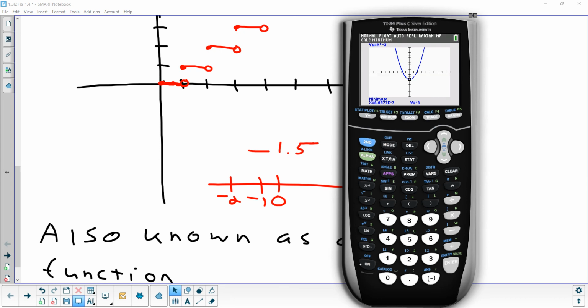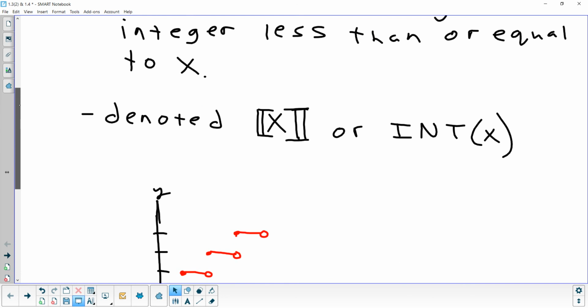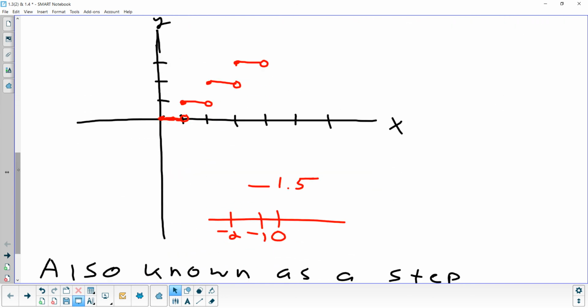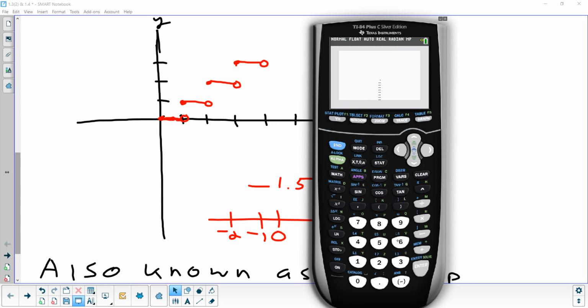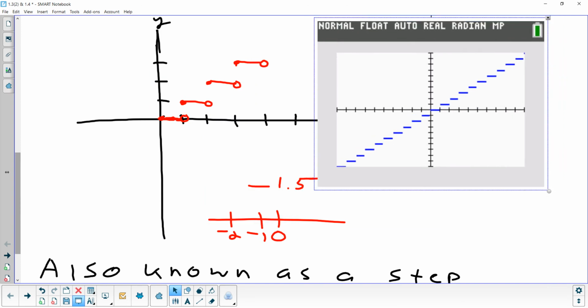If you want to graph this on the calculator, I can't do the open and closed circle thing, but I can show the steps. You press math, you go to number, and the fifth option down is int. So we're going to graph int x, just like it looks there on the board. Int x. We'll do zoom 6. You can see we get pretty much the same picture. I just can't properly show the open and closed circle, but you get those steps.